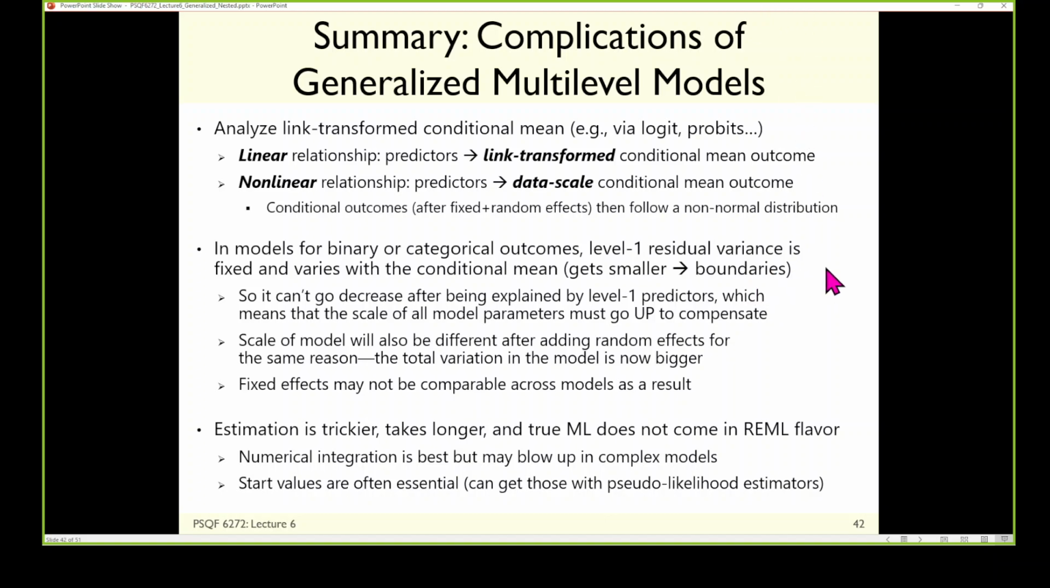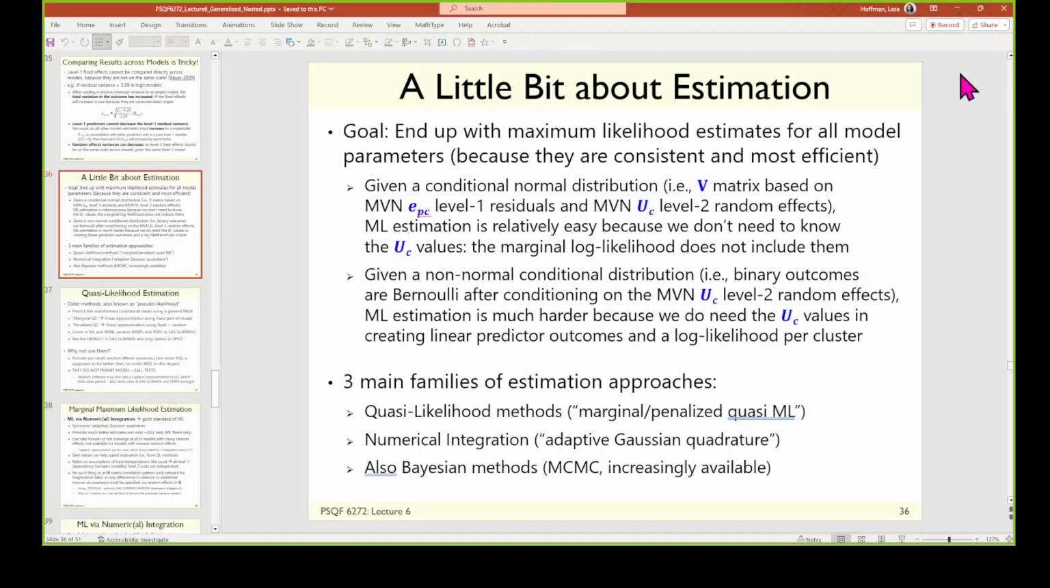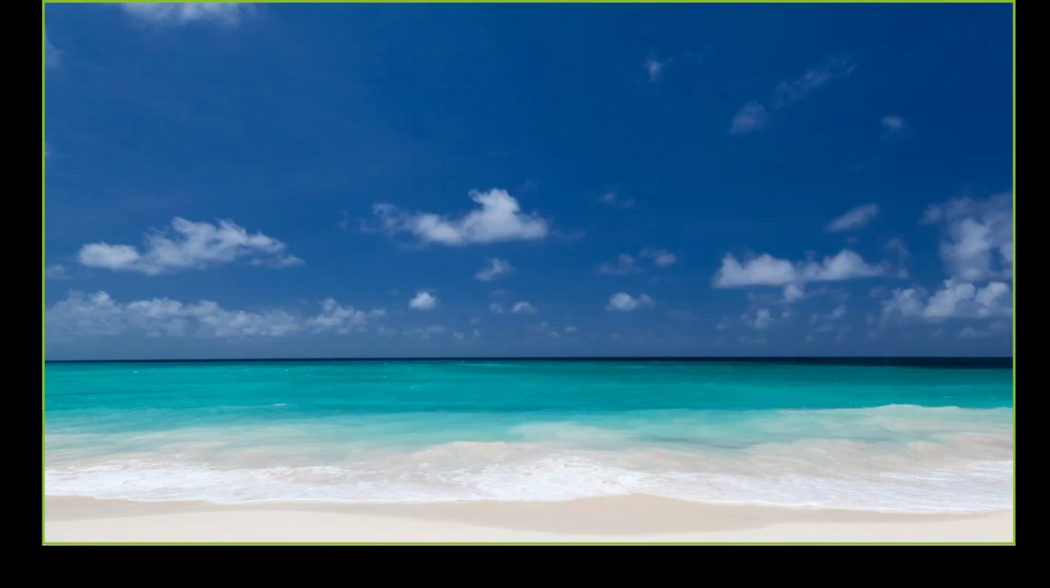Questions or comments? Okay, can we go back to the example? Everybody likes numbers better than that.